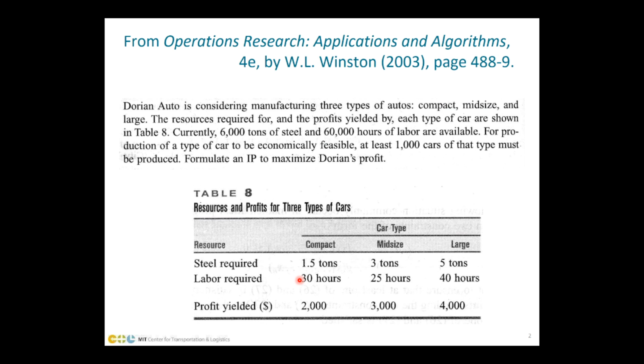The interesting thing here is that this problem also tells us that for the production of a car to be feasible economically, at least 1,000 cars of that type must be produced. What this means is that you can decide to do 0 compacts or 0 mid-size or 0 large, or you can decide to do 2,000. But what you cannot decide to do is to do 1 or 2 or 10. It is a 0 or 1,000 plus kind of constraint. And the objective is to maximize the profit of the company. So let's see how to solve this in SAS.